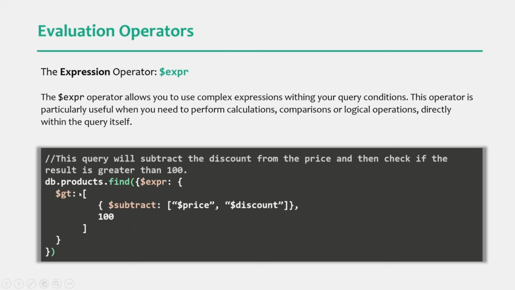So here you see, before filtering the document, we want to perform some operation. Here we are performing an arithmetic operation and a comparison operation. First we are subtracting the discount from the price, and then we are comparing the result of that subtraction with this value 100. If the result is greater than 100, we want to filter those documents. So if you want to use these kinds of complex expressions before filtering the document, you can use this expression operator, this expr operator. Let's see this example in practice.